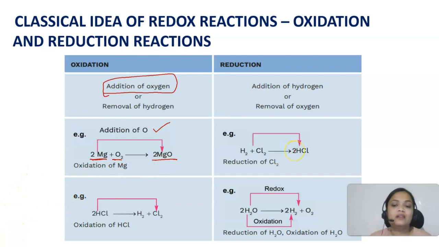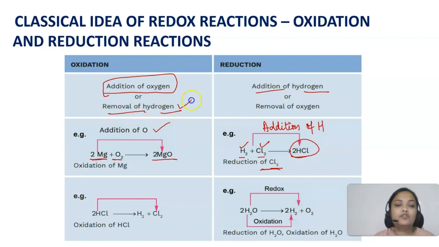Similarly, it was thought that addition of hydrogen is reduction. As you can see here, hydrogen and chlorine react with each other and we get HCl. So there is addition of hydrogen to chlorine, and I can say that here chlorine is getting reduced. But it can be the reverse also: if removal of hydrogen takes place from any substance, like if HCl is broken down to give hydrogen and chlorine, hydrogen is getting removed from here. So this is oxidation of HCl.